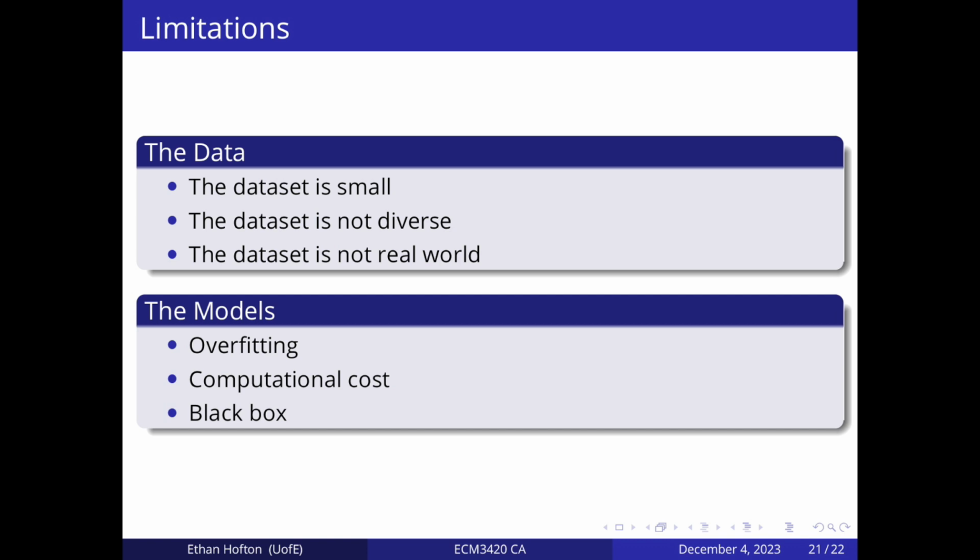The models used in this project also pose some limitations. The windowing models also have a very high computational cost due to their large numbers of parameters. As well as this, the neural network models are not very interpretable, making it difficult to understand how and why the model is making its predictions.